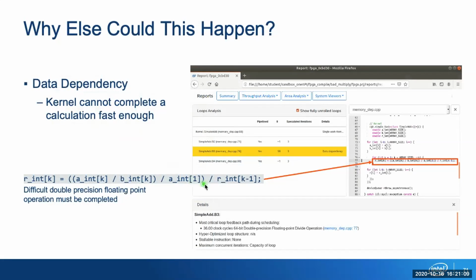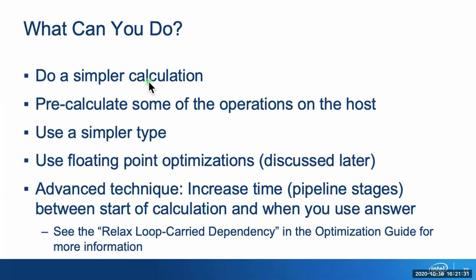Other reasons, maybe we can have data dependency between iterations. To finish this iteration, we need to complete the previous one. So this is a data dependence. And we have lots of things we can do to improve. Change it to a simple calculation, or pre-calculate operations on the host and transfer them to the device, and much more.